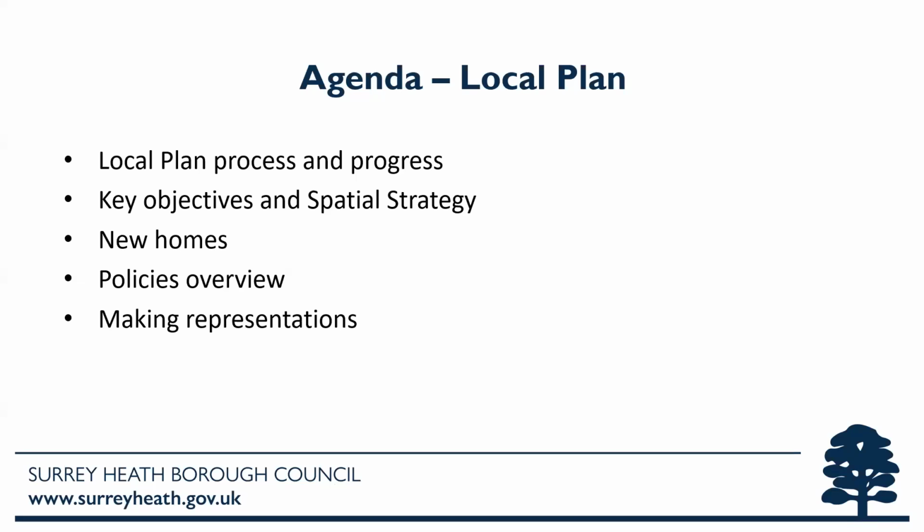The agenda today will focus on 5 key areas. We will outline the local plan process and progress to date, the key objectives and spatial strategy of the plan, the number of new homes being delivered, an overview of policies which the council are looking to adopt as part of the local plan, and finally, how can the general public make any representations as part of the Regulation 19 publication.